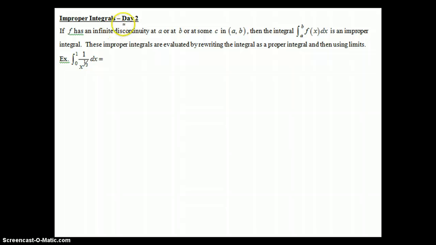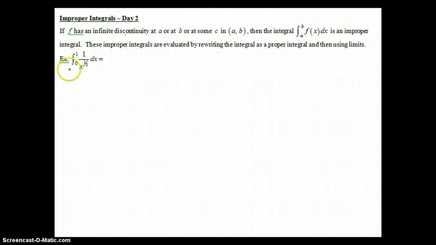Okay, so on into day 2. If you look on the back of your sheet for your day 2 notes, we have this explanation. It says, if f has an infinite discontinuity at a or b, or at some c inside there, so if it has an infinite discontinuity, which is another name for vertical asymptote, inside the interval or at the endpoints, then we also have an improper integral.